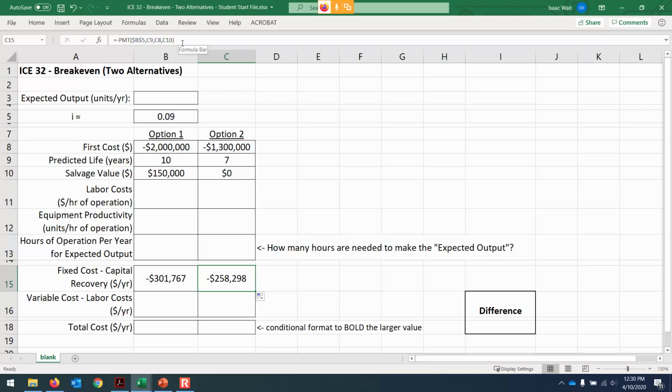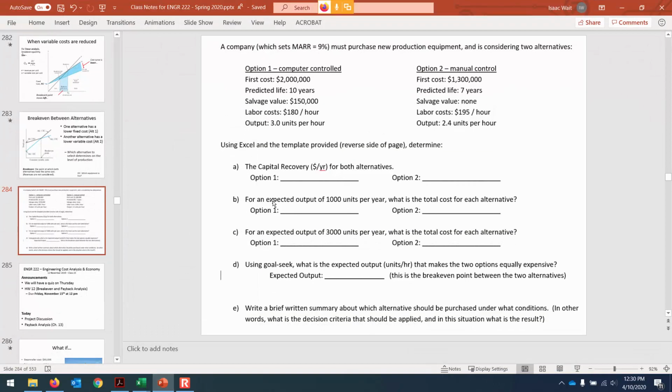So option 1 costs more to own and operate on an annual basis than option 2 does. It's more expensive equipment just on the equipment side of things. But we're also going to be looking at the labor costs. And so here in part B, we could fill in option 1 and option 2 capital recovery. That's what we just found. Now part B is for 1,000 units per year.